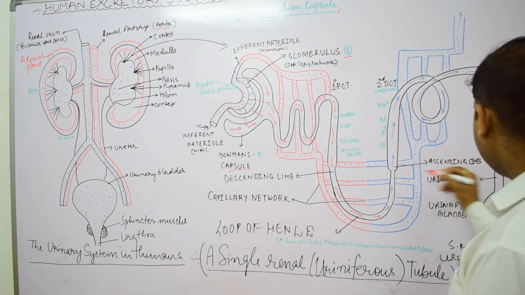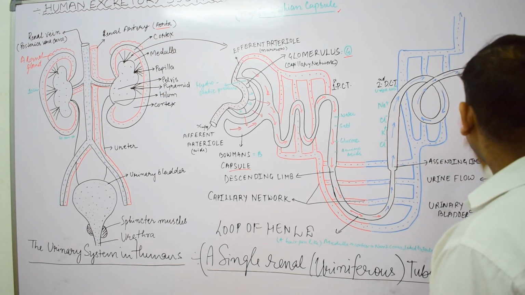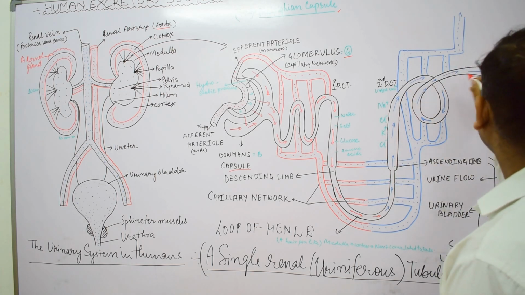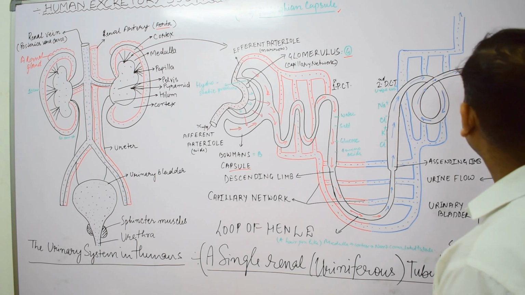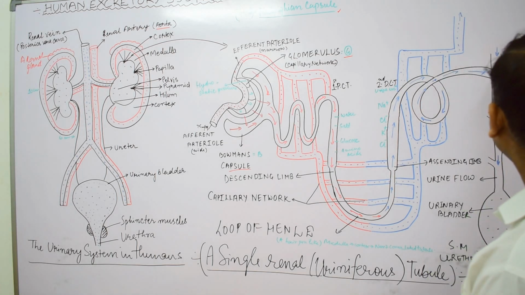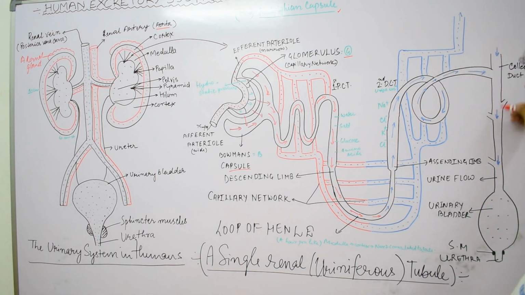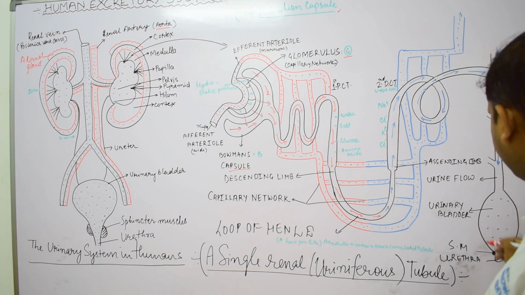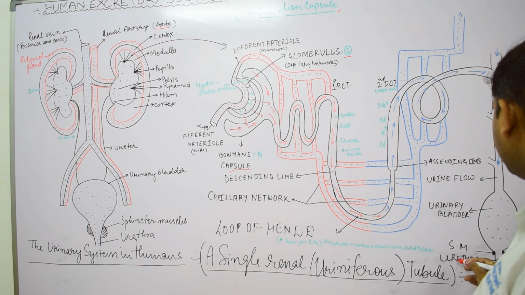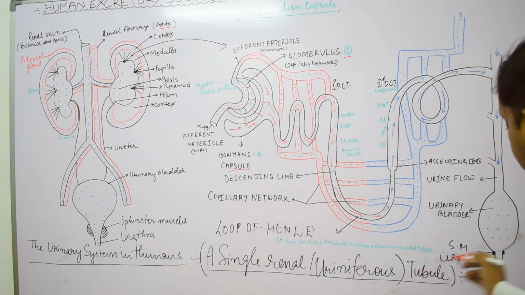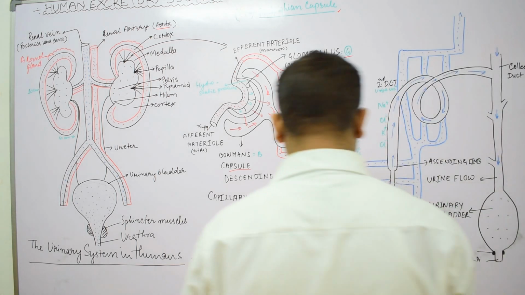This is the ascending limb, as we are saying, and when it moves to the second distal convoluted tubule, they make a loop-like structure, and then this is called a collecting duct. Through the collecting duct, urine can flow to the urinary bladder. Again there are sphincter muscles, and the exit takes place with the help of the urethra.